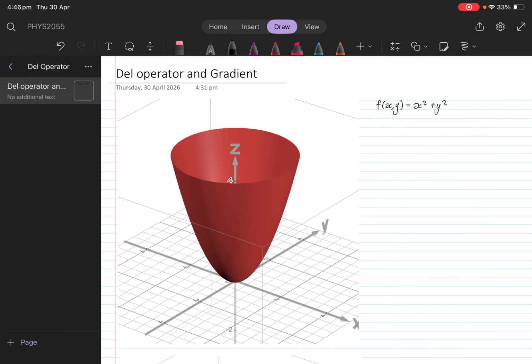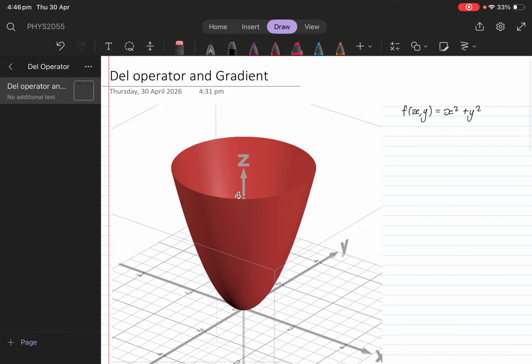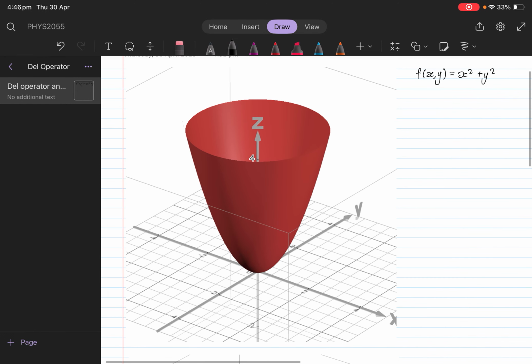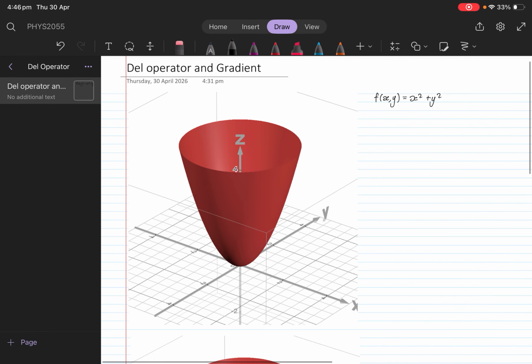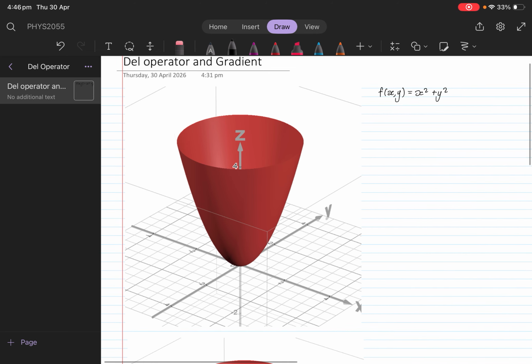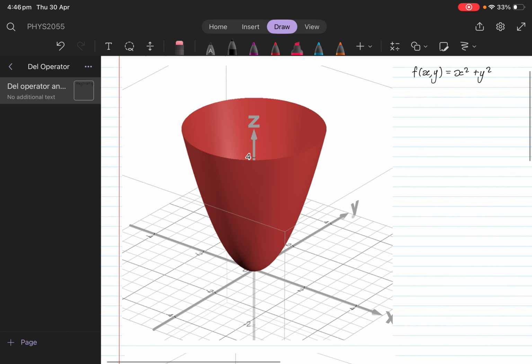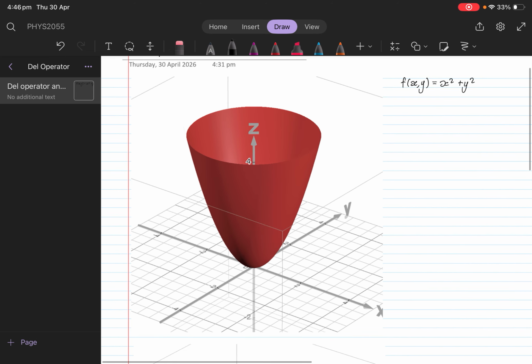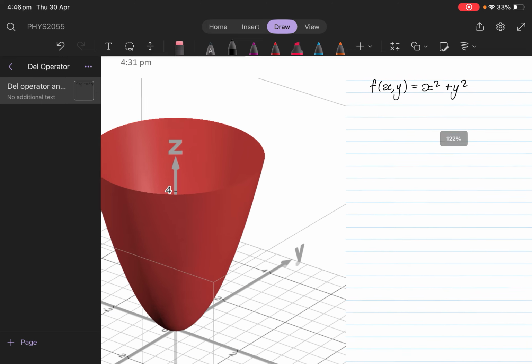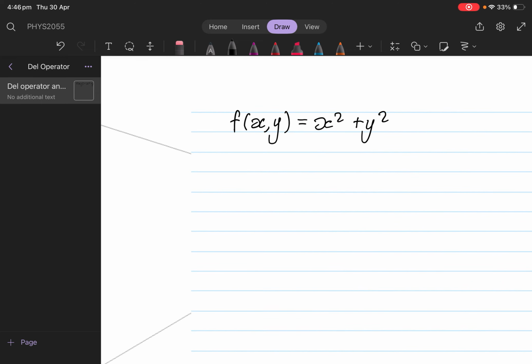Okay, so here we're looking at the concept of the del operator and the gradient. So we can come to this normal analogy, a well-used analogy of a hill, or in this case, a parabolic surface in 3D. So I've got a Desmos representation here. It's mathematically represented by this function here.